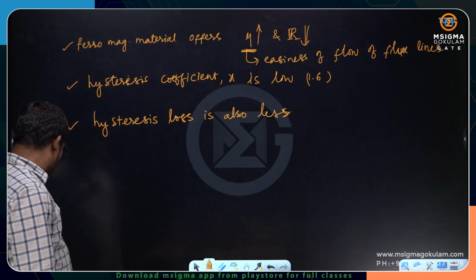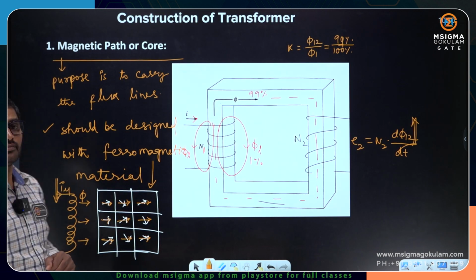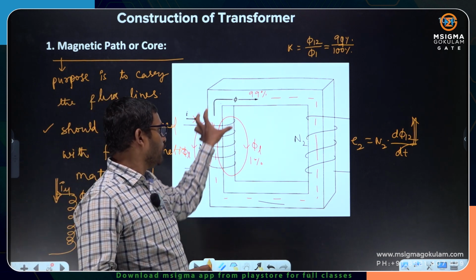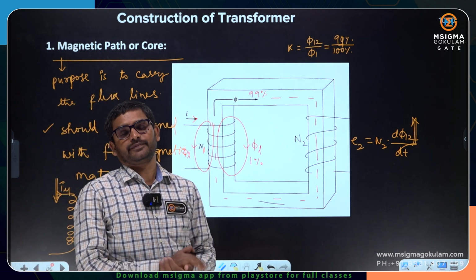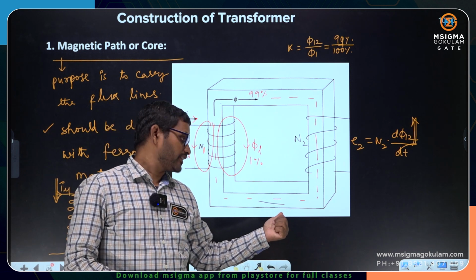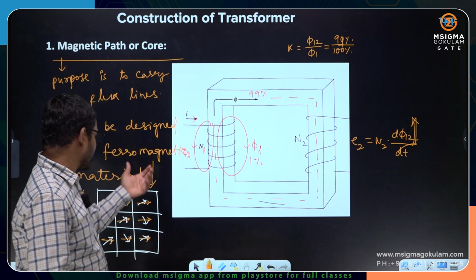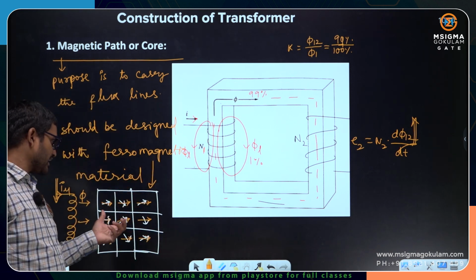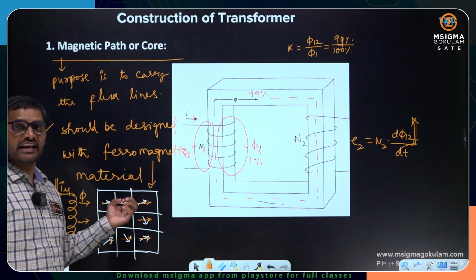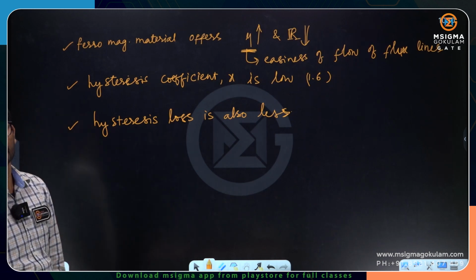So the core has to provide these features. What is the magnetic path's intention? The magnetic path's intention is to carry more flux lines onto the secondary side. How can it carry them? If you design the magnetic path with ferromagnetic material. Now, what does a ferromagnetic material offer? It offers less reluctance, high permeability, a low hysteresis coefficient and less hysteresis losses.